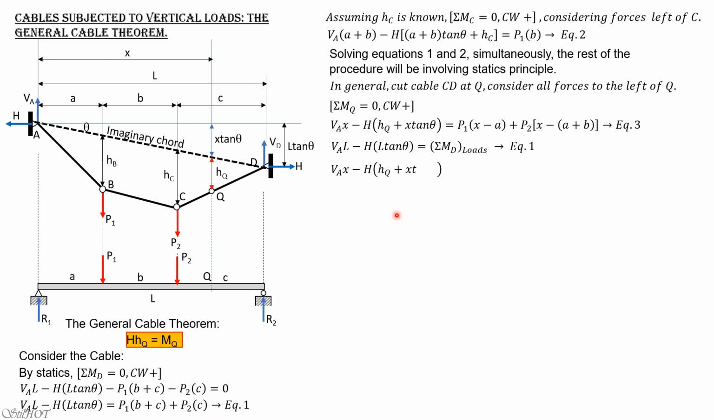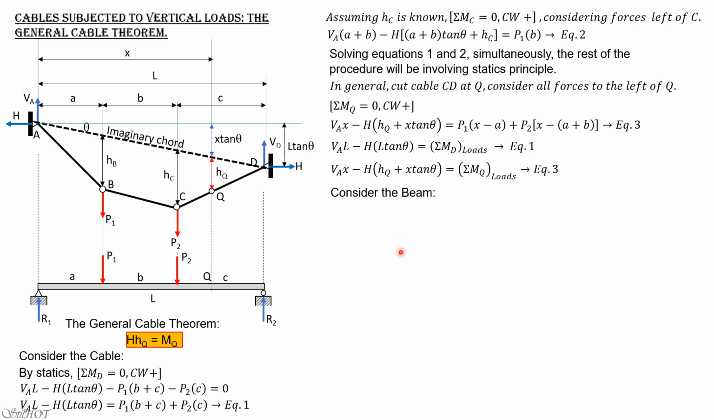Then V sub A times X, also summation of moment about Q equals 0. So V sub A times X minus H times (HQ plus X tangent theta) equals P1 times X minus A plus P2 times quantity X minus quantity A plus B. Then we will call that, from equation 3, the summation of moment about point Q due to these two loads P1 and P2. Then considering the beam.